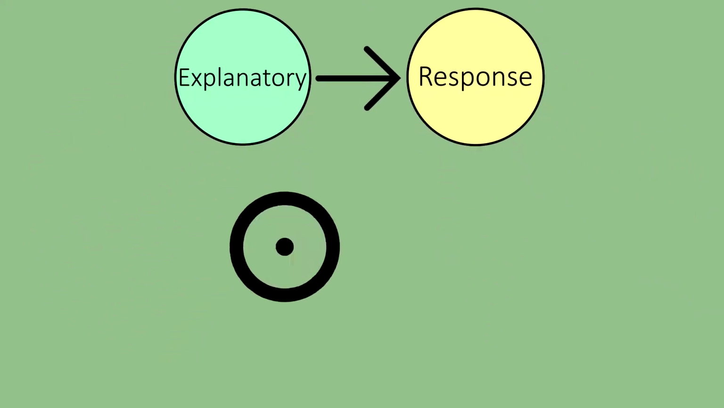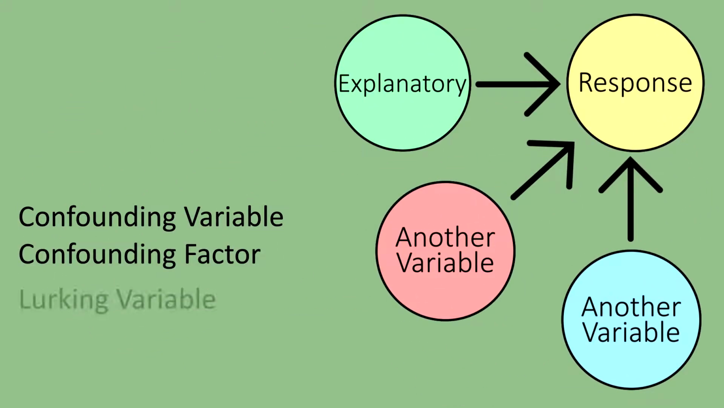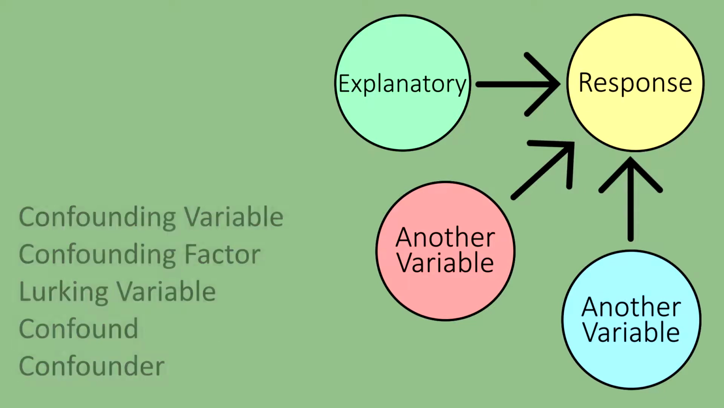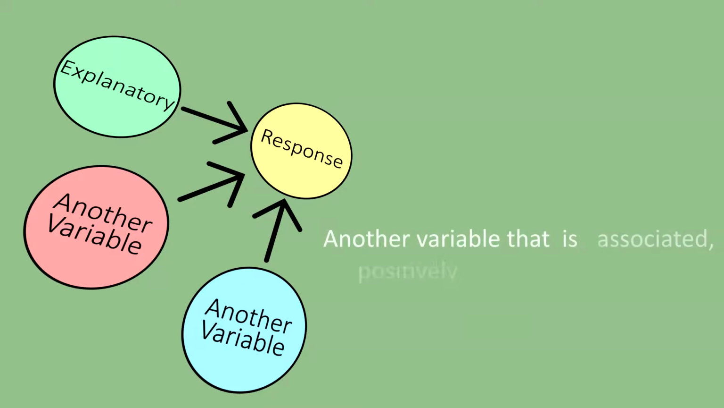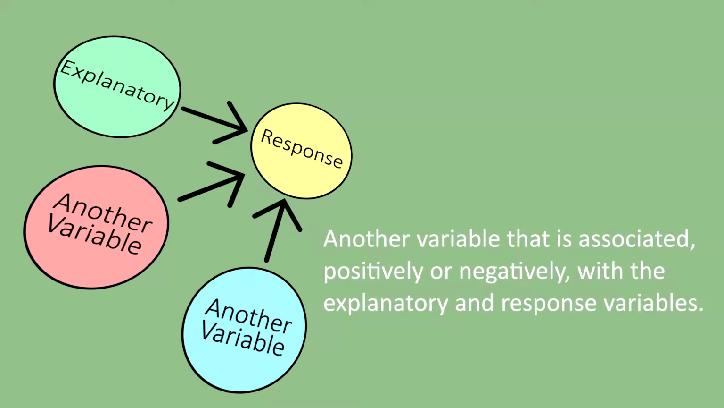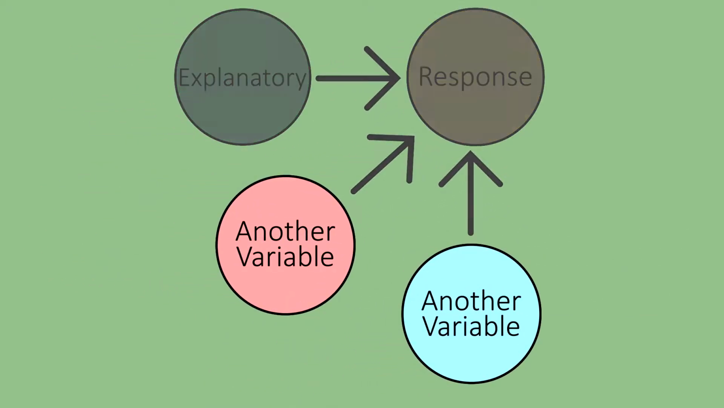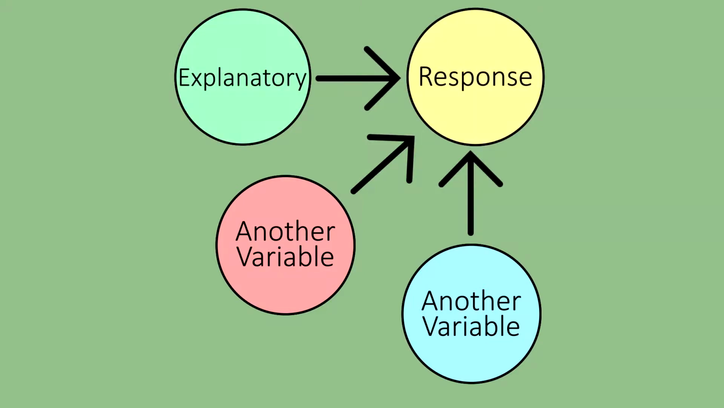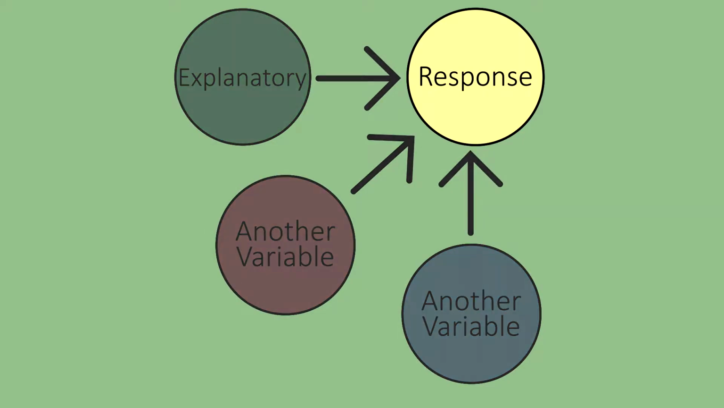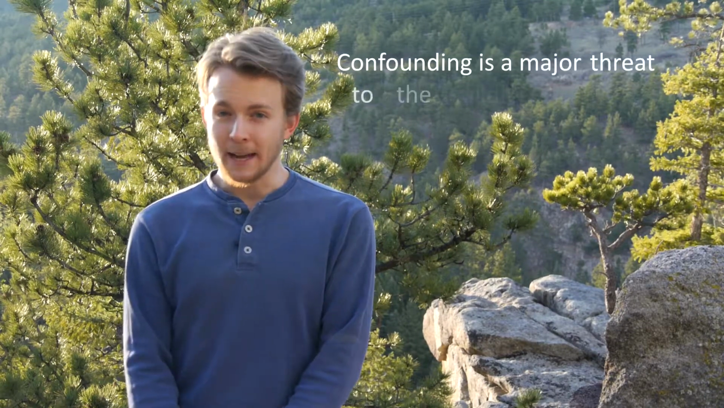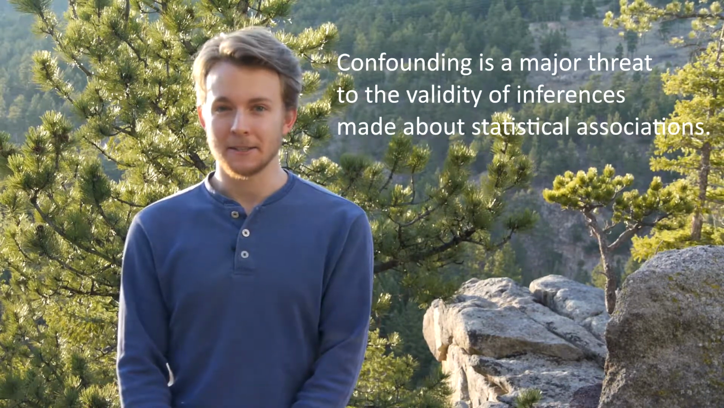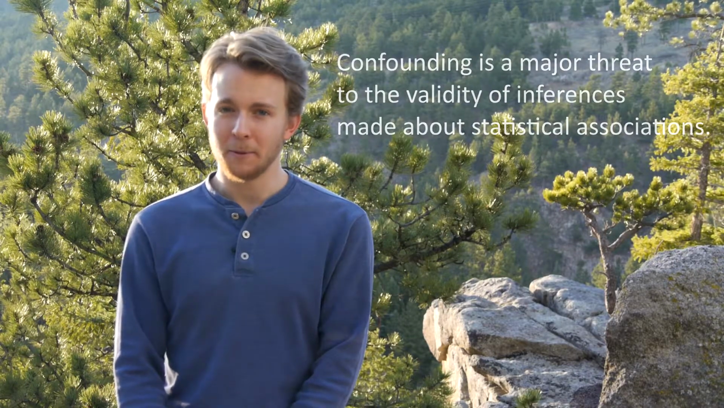In statistics, a confounding variable, also known as a confounding factor, a lurking variable, a confound or confounder, is an extraneous variable that is associated positively or negatively with both the explanatory variable and response variable. We need to control for these factors to avoid incorrectly believing that the response variable is associated with the explanatory variable. Confounding is a major threat to the validity of inferences made about statistical associations. In the case of a confounding variable, the observed association with the response variable should be attributed to the confounder rather than the explanatory variable.